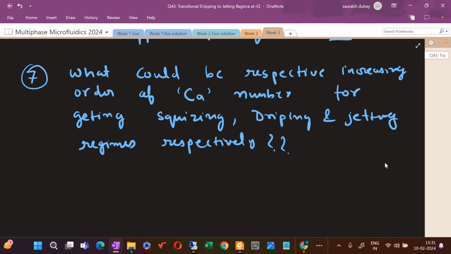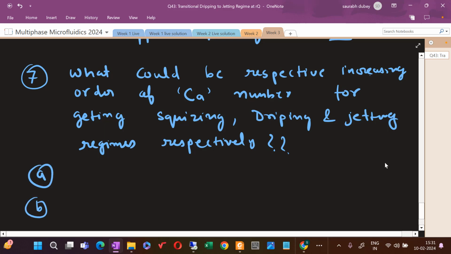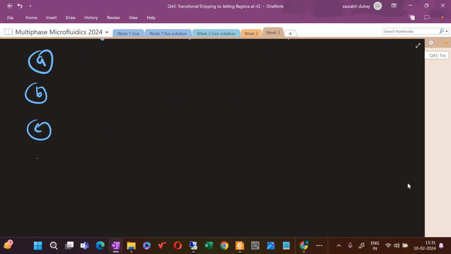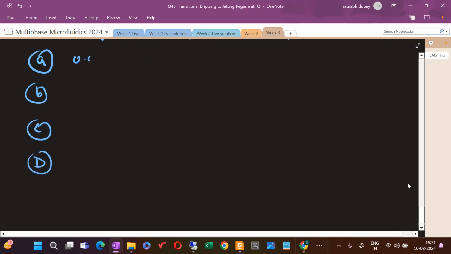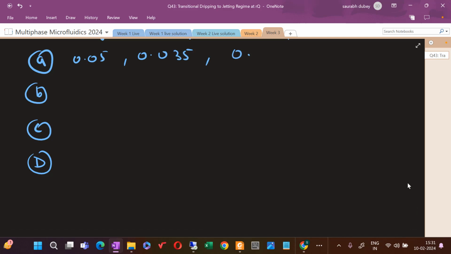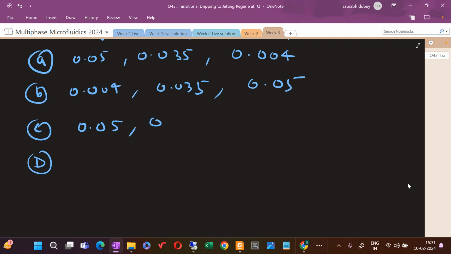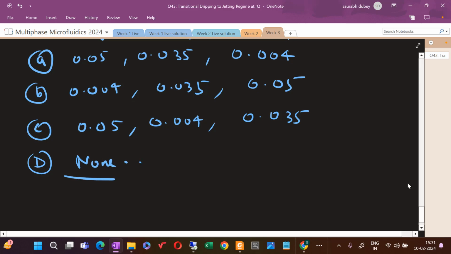So the options are: 0.05, 0.035, 0.004; then 0.004, 0.035, 0.05; then 0.05, 0.004, 0.035. None of these are there. So what is the correct answer?